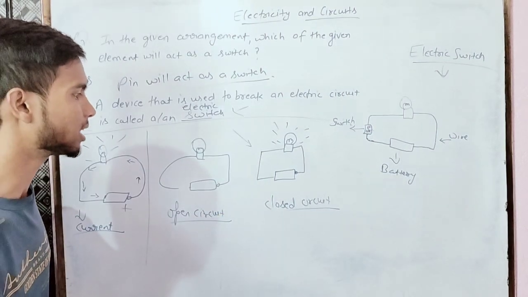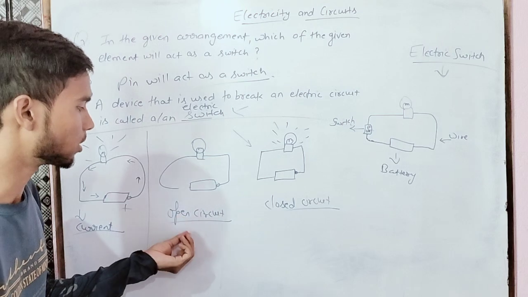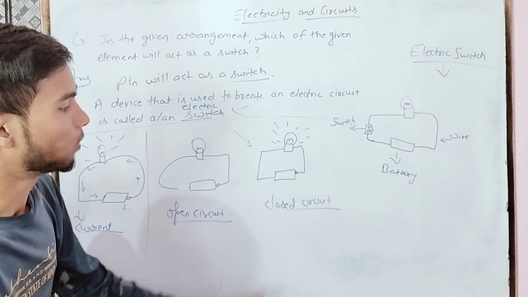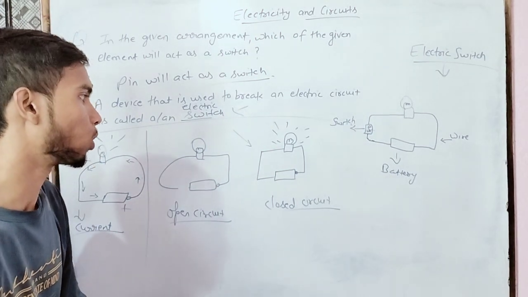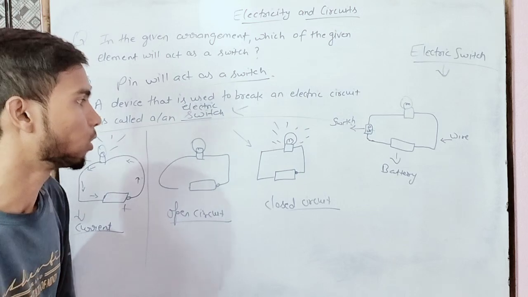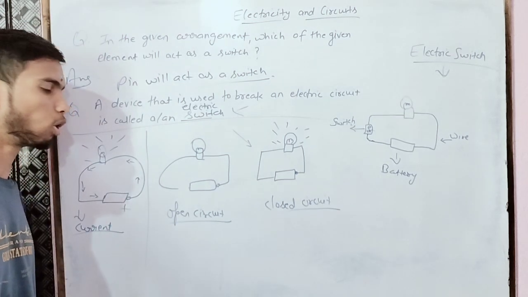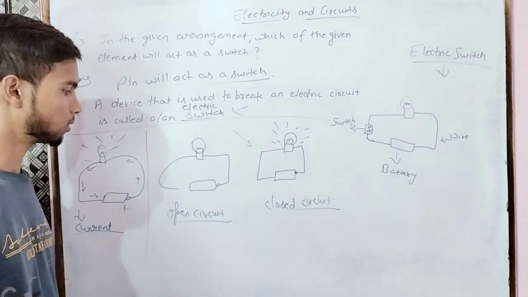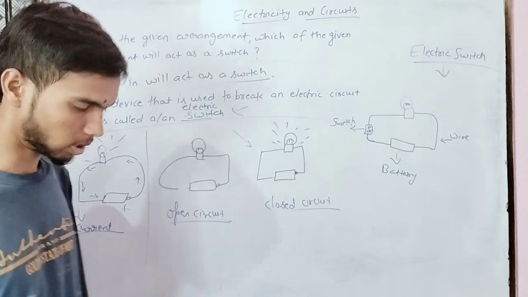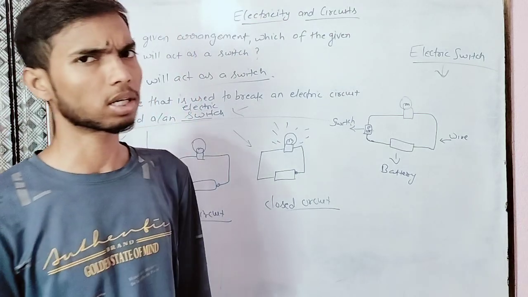Each of these three is what? Circuits. The name of this circuit is open circuit. The name of this circuit is a closed circuit. And when the word is closed circuit, then of course the bulb will glow. All elements of a closed circuit will work. The work of an open circuit will not be done. So an open circuit will not perform. In the case of an open circuit the bulb will not glow. In the case of a closed circuit, the bulb will glow.